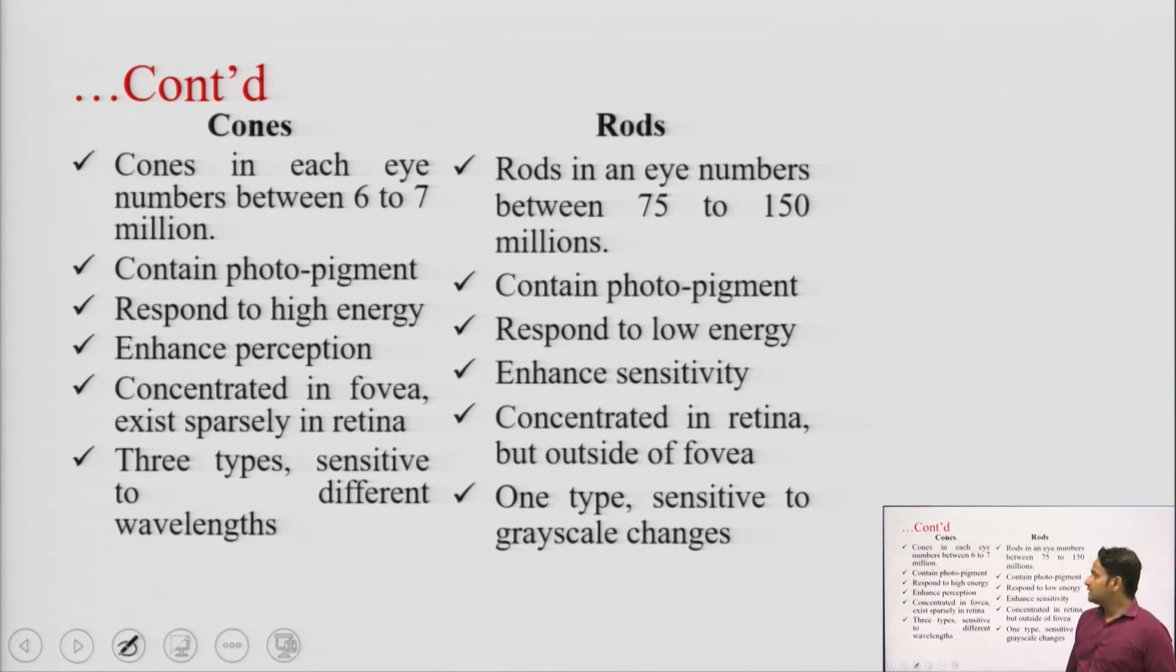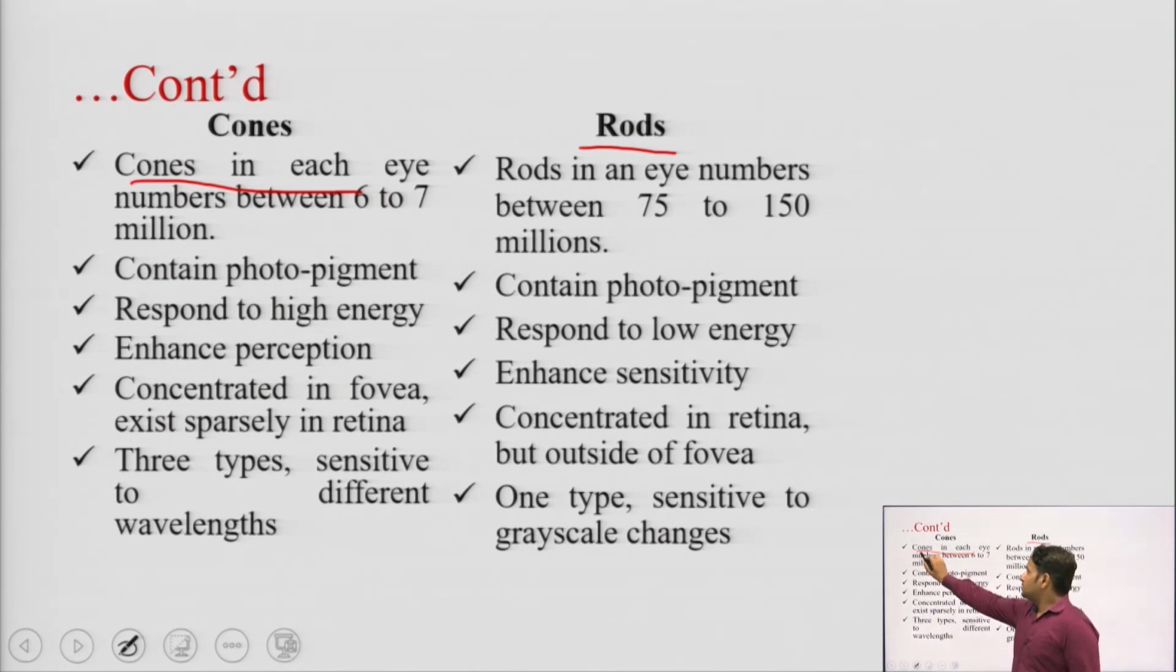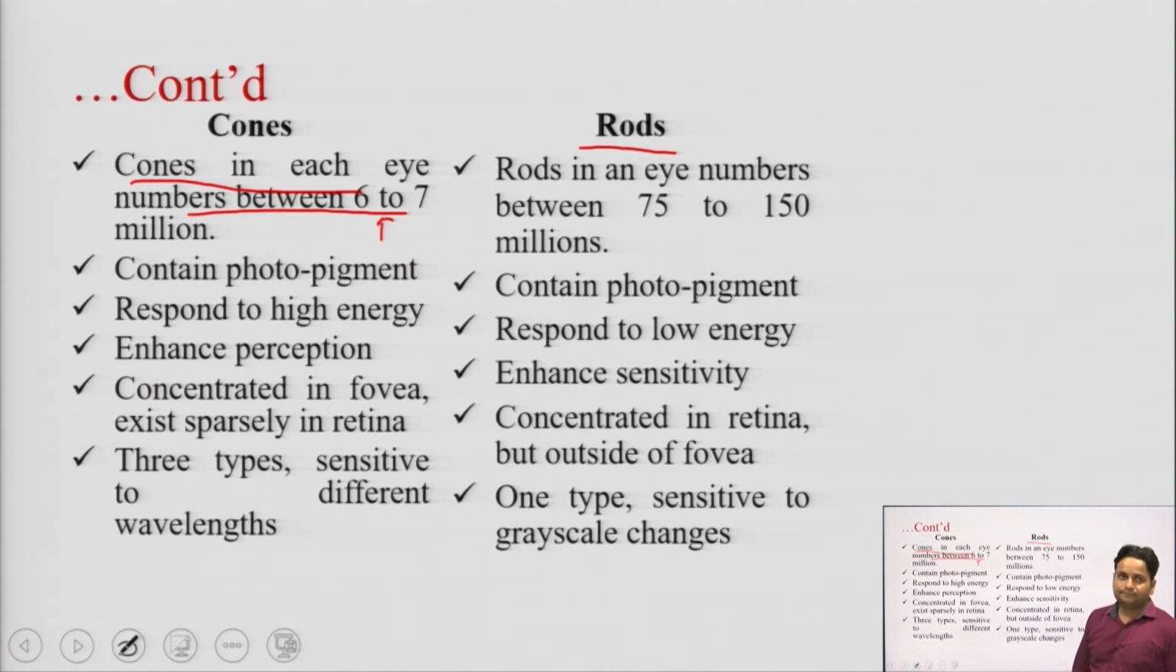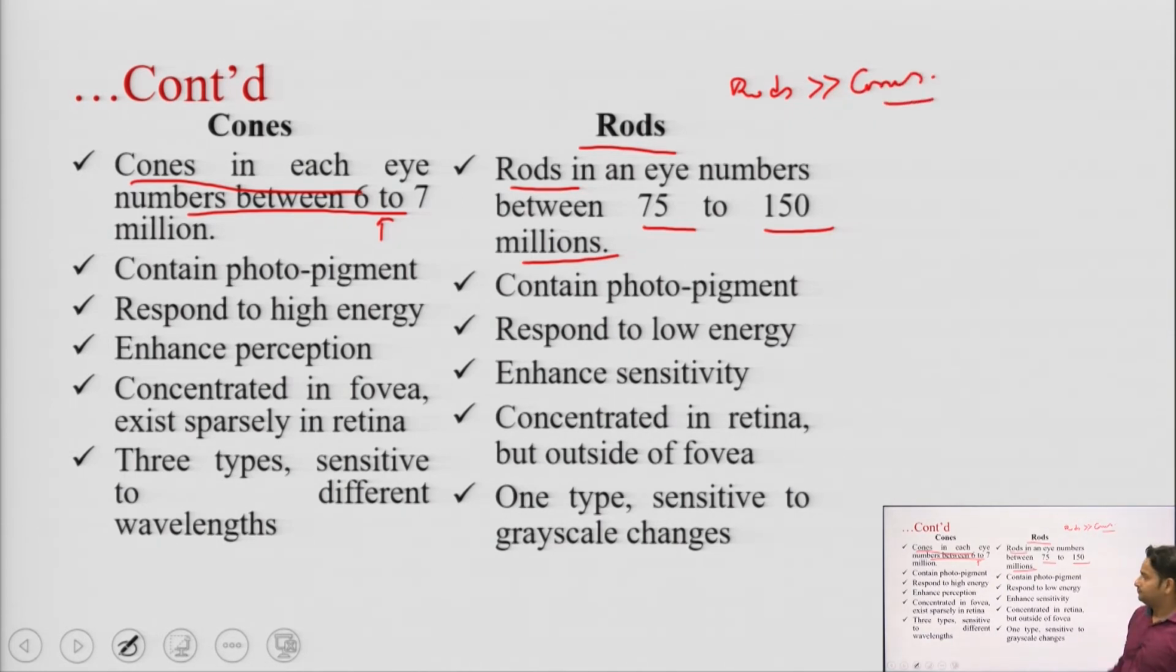So, see the simple difference between cones and rods. If we talk about cones, then in each eye the number is between 6 to 7 million. Cones are present 6 to 7 million in a human eye. But if we talk about rods, 75 to 150 million rods are present in the human eye. So, rods are actually higher in number than cones in the human eye.